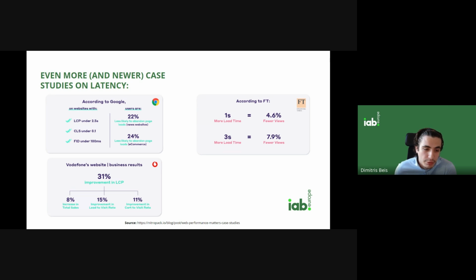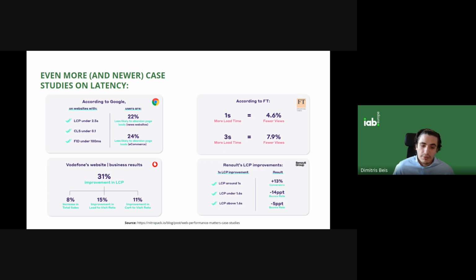If we look at a couple of brands, on Vodafone's website, there was a 31% improvement in LCP that boosted total sales by around 8%. And then finally, if we look at Renault, they did 1 second LCP improvements, achieving different final LCPs, and they saw that the results were actually pretty decent with respect to conversions.